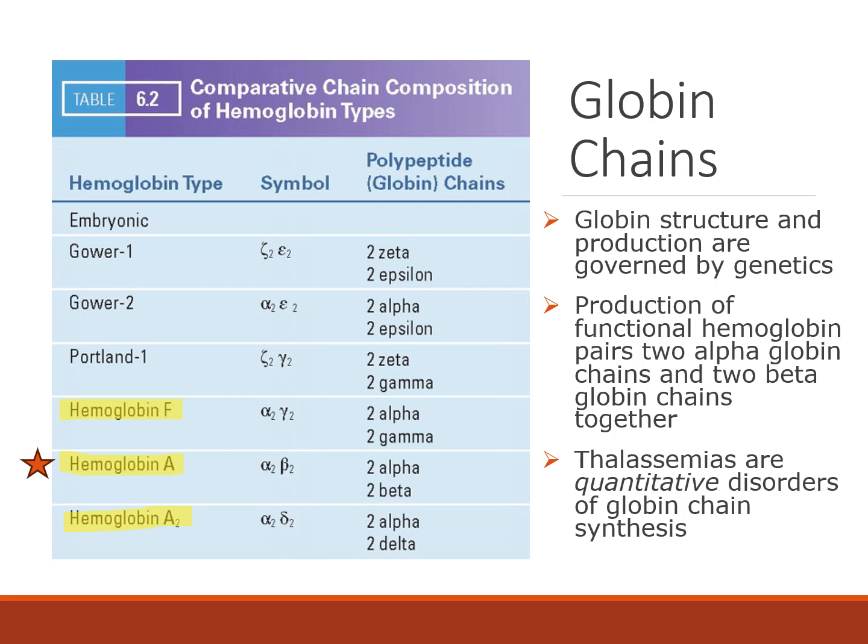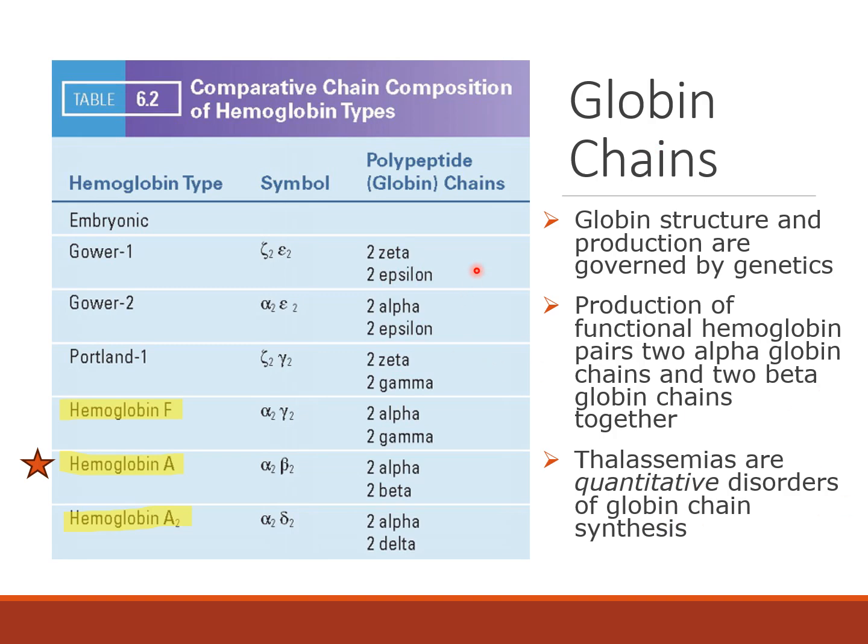All right, our globin chains. So we have a comparative chain composition of hemoglobin types. Remember, at various stages of development, we have different types of hemoglobin based on the phase of development we're in. So we have embryonic hemoglobin, which is Gower1, Gower2, and Portland. Gower1 is going to be made up of 2 zeta and 2 epsilon chains. Gower2 is going to be 2 alpha and 2 epsilon chains, and then Portland 1 is going to be 2 zeta and 2 gamma chains.